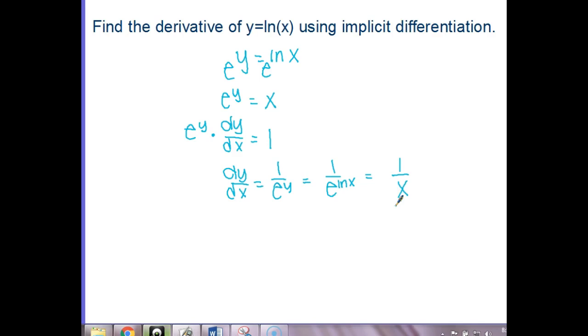Wait, how did you get the ln x from y? The original y. So I substituted. Yeah, that's what he's learning right now. Substitution and elimination. It's not like substitution. No, blame him. Oh, our turn. Okay. And you're going to be substituting in a second.